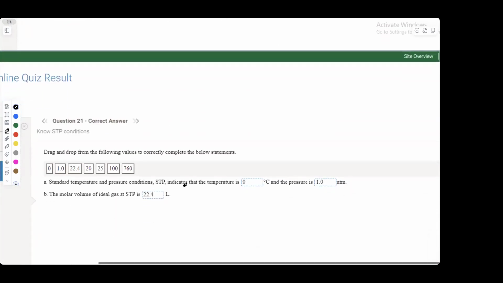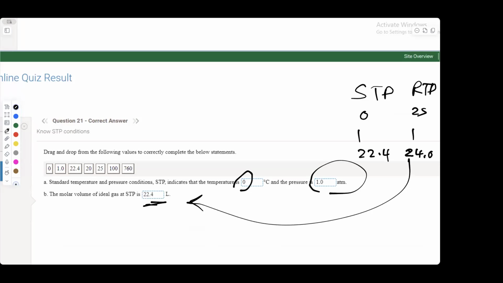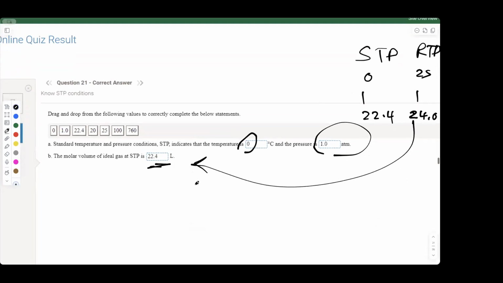Standard temperature and pressure, STP, indicates that the temperature is 0 degrees and the pressure is 1 atmosphere. The molar volume is 22.4. That's STP: 0, 1 and 22.4. RTP is 25, 1 and 24 is the molar volume. What is the molar volume? The volume of 1 mole of any gas at these conditions.